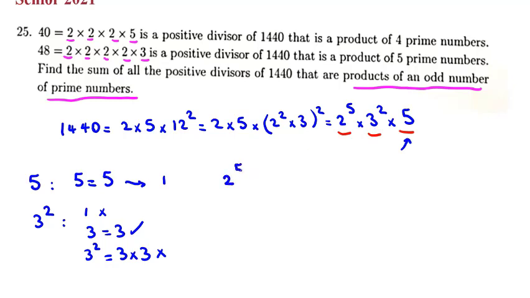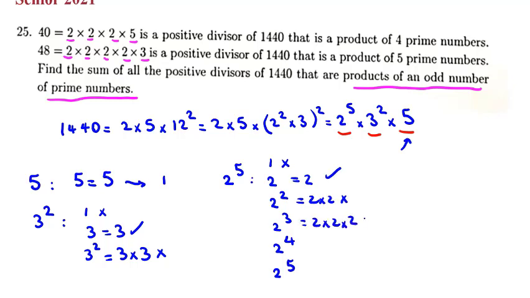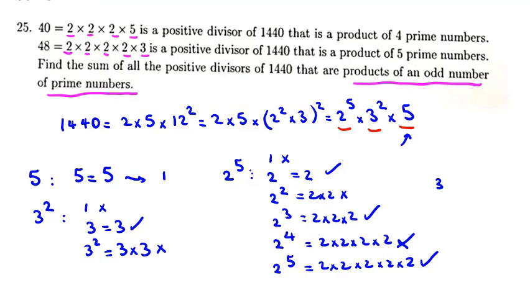So we checked 3 squared. Now let's check 2 to the 5. If we consider the divisors, they will be 1, 2, 2 squared, 2 cubed, 2 to the power of 4, 2 to the power of 5. So 1 is bad, 2 is good because it is 1 prime. 2 squared is bad, 2 times 2, 2 primes. 2 cubed is good because it is 3 primes. 2 to the 4 is bad. And 2 to the 5, a product of 5 twos, is good. So 1, 2, 3 good numbers. So for 1 prime factor, we found how we can solve this.